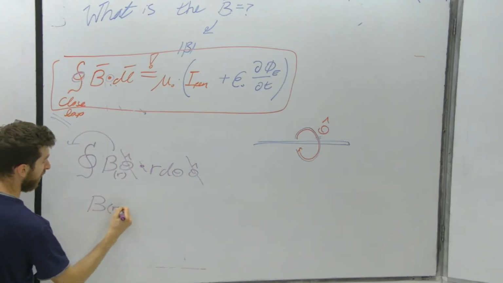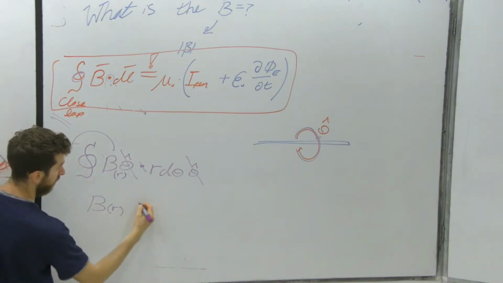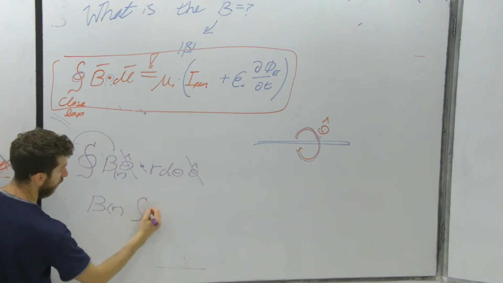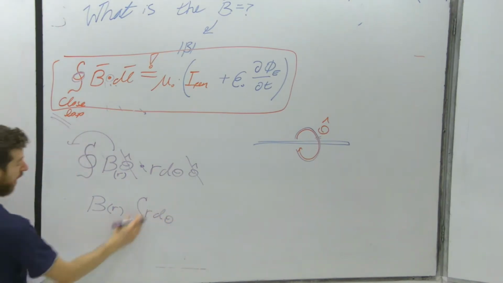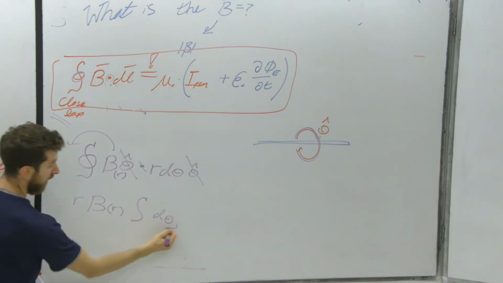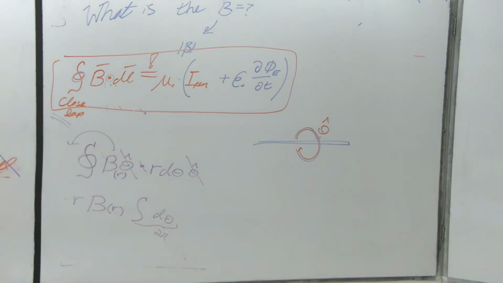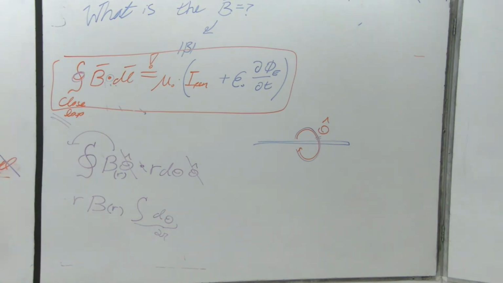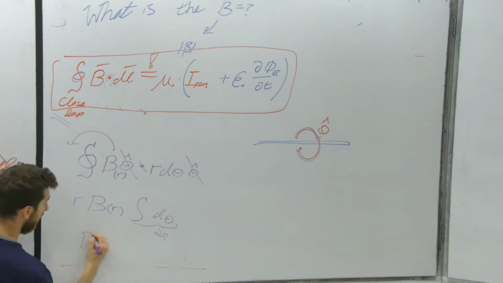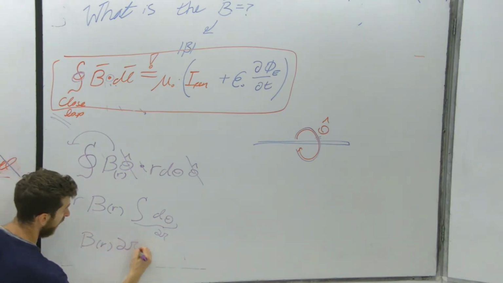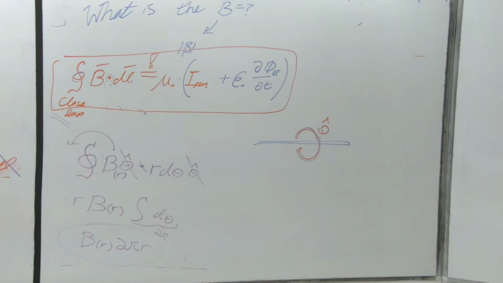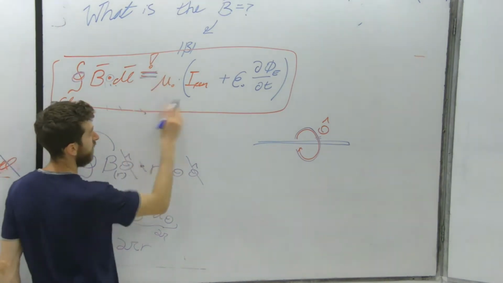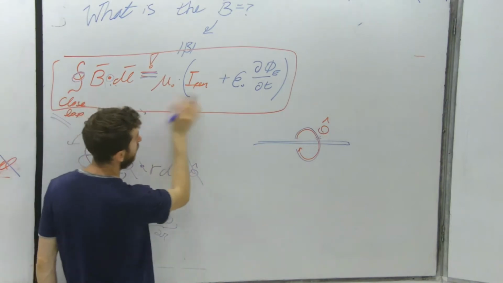So we have B as a function of R. And here we have an integral of R d theta, right? R also can go outside of the integral. And this one is a full cycle, which means 2 pi. So we end up having on the left-hand side this term: B(R) 2 pi R. That's all, right? And this must be equal to the right side. This is Ampere's law, this is what Ampere said. So let's deal with this.